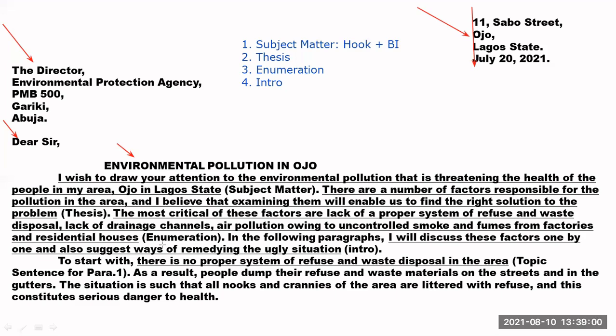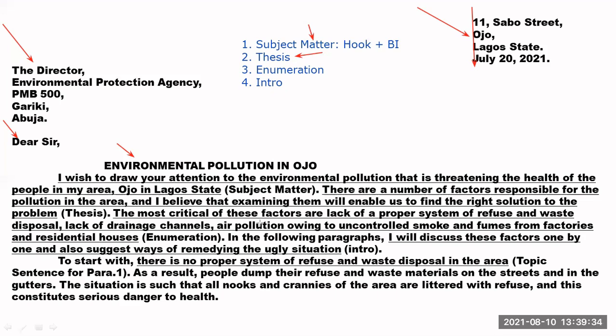All right. So let's look at the next thing, which of course is our enumeration. You see, we have taken care of the subject matter. We have taken care of the thesis. Now, the next thing is the enumeration. How do we get our enumeration? From our outline, where we jotted down the points. An enumeration is derived from the word enumerate. To enumerate is to give a list of something, all right?